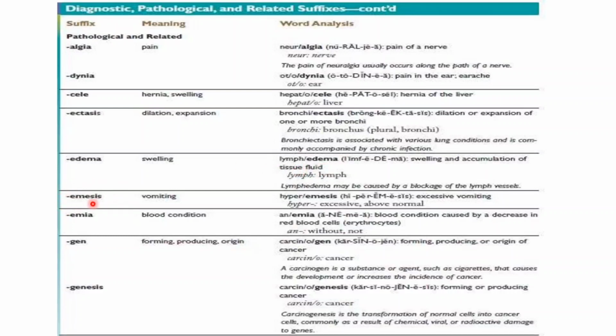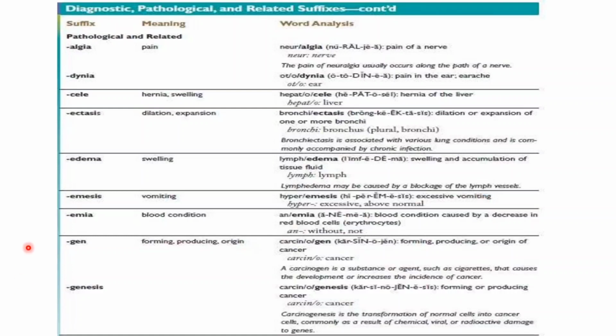Then another suffix is emesis. Emesis means vomiting. If we do word analysis for emesis, that is hyperemesis. Now hyper means increased or excessive. So the meaning of hyperemesis is excessive vomiting.